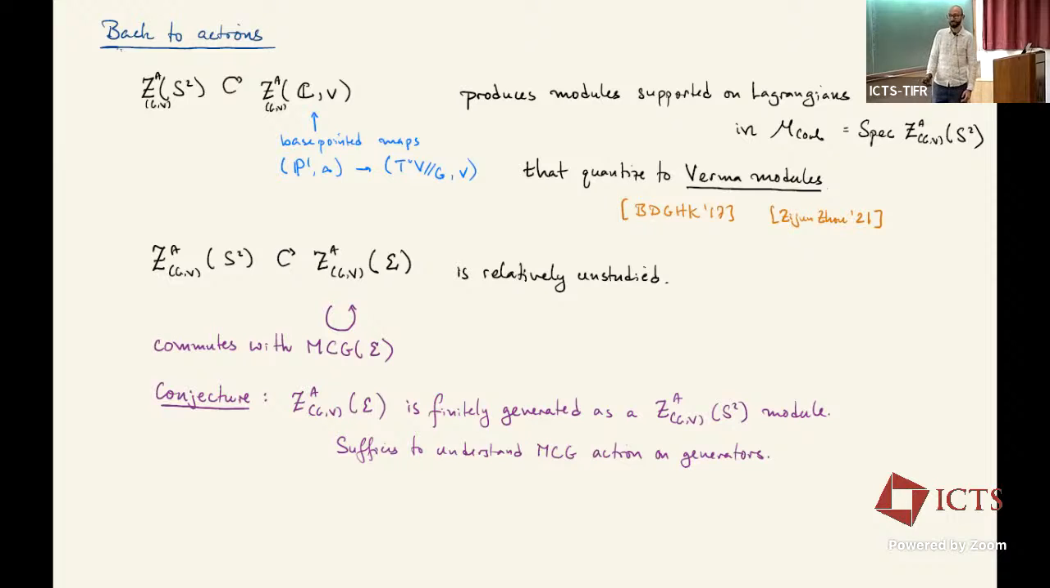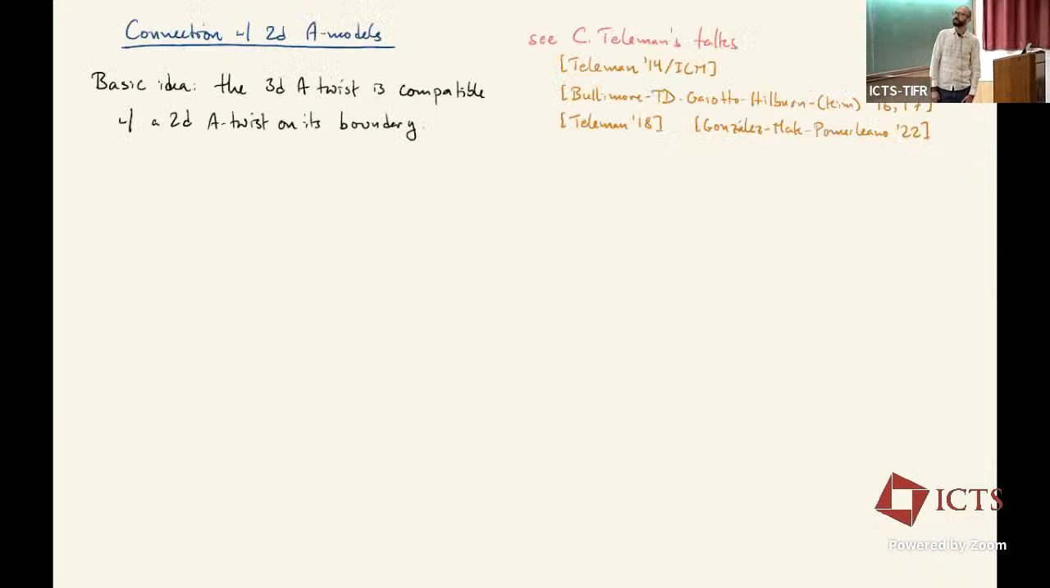And if one wants to understand the mapping class group action, what you really need to do is understand the generators of this infinite dimensional space as a module over the Coulomb branch algebra, and then figure out how the mapping class group acts on the finite generators. I hope that I or someone else can say more about this in the coming years. That would be something cool to figure out. And sorry, let me finish up.